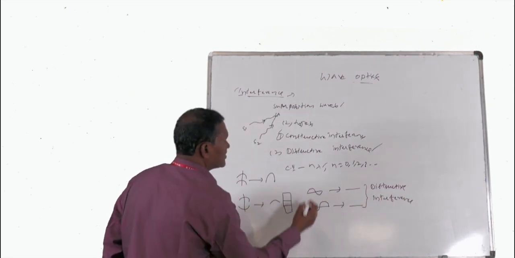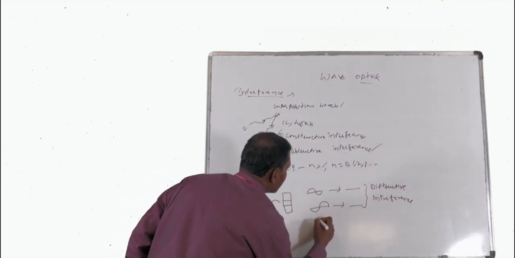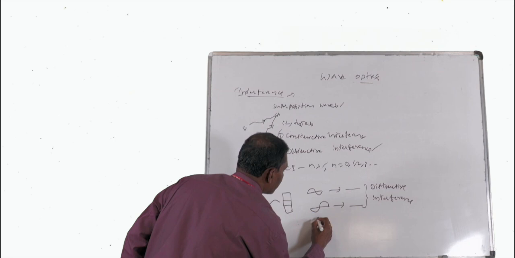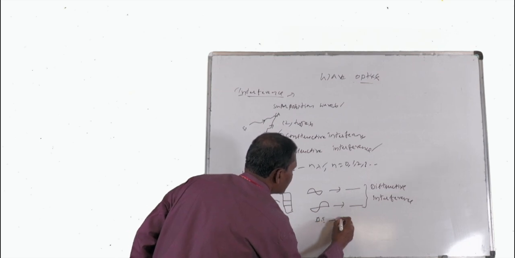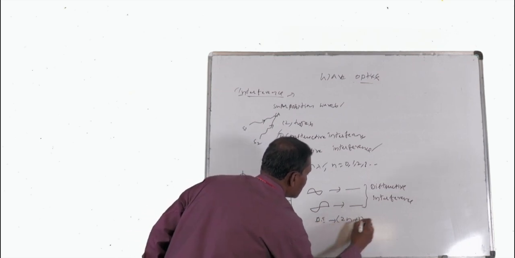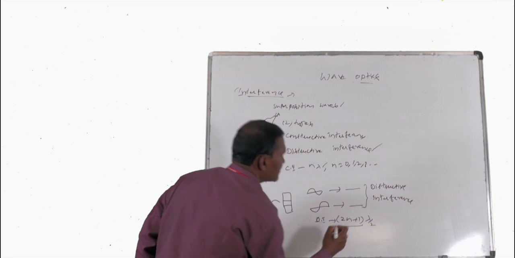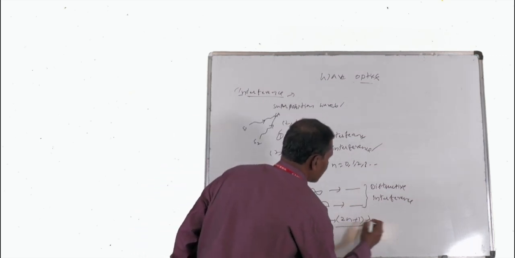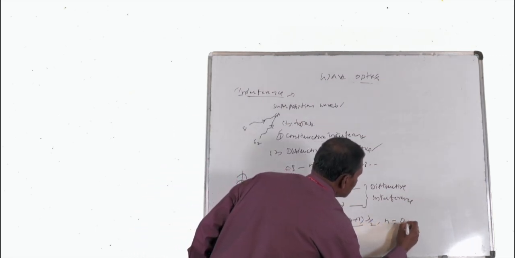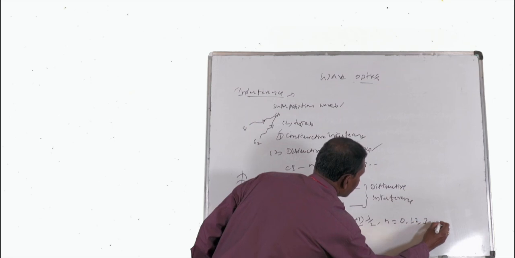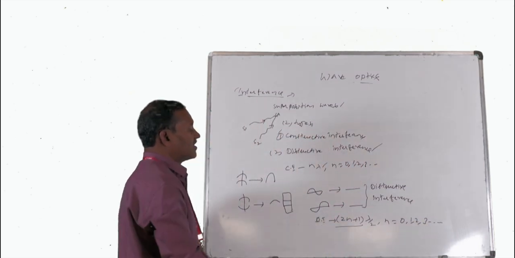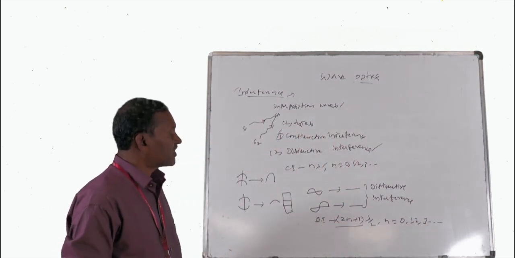Then what is the condition for destructive interference? Here the condition is (2n plus 1) into lambda by 2, where n equals 0, 1, 2, 3, 4, and so on. These are the conditions for destructive interference.